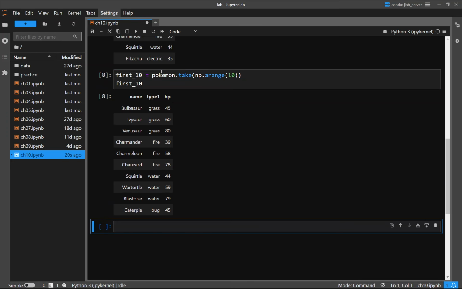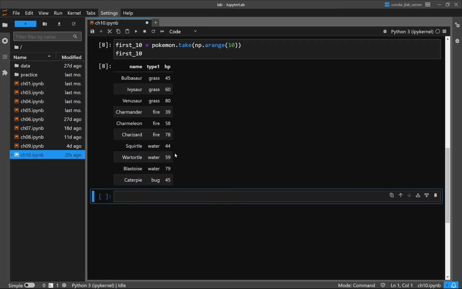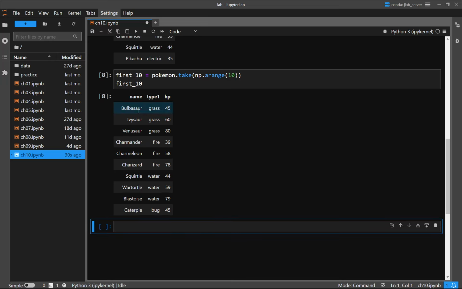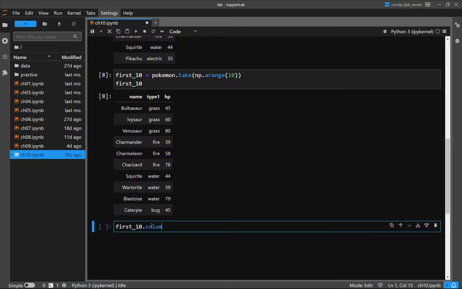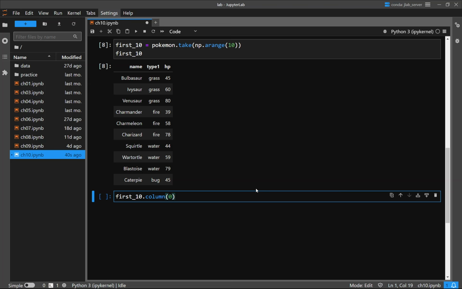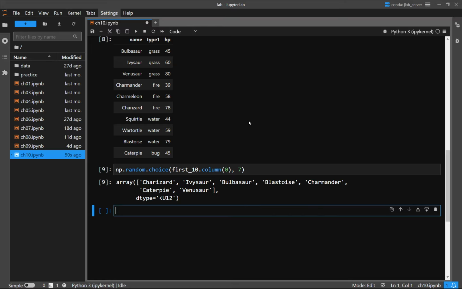And so we know how to, if I want to get some Pokemon names, I can get out the name column first. Give me the column called name, or column number 0, index 0, and then go np.random.choice with those. We'll remember how to use that first. And let's say I want 7 of them. All right.